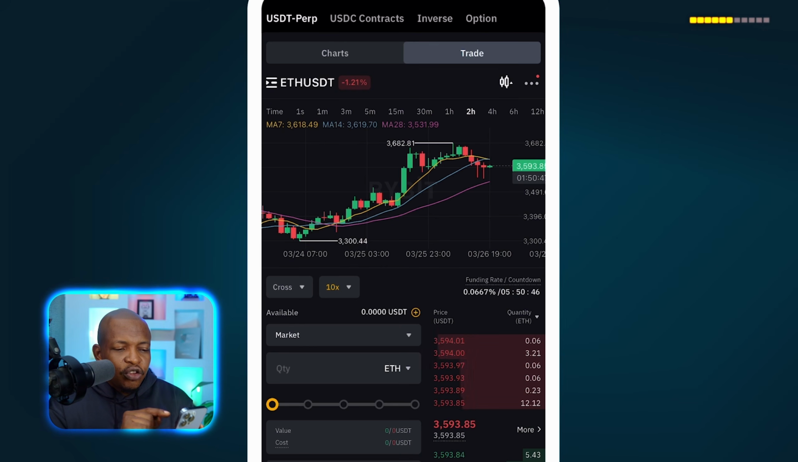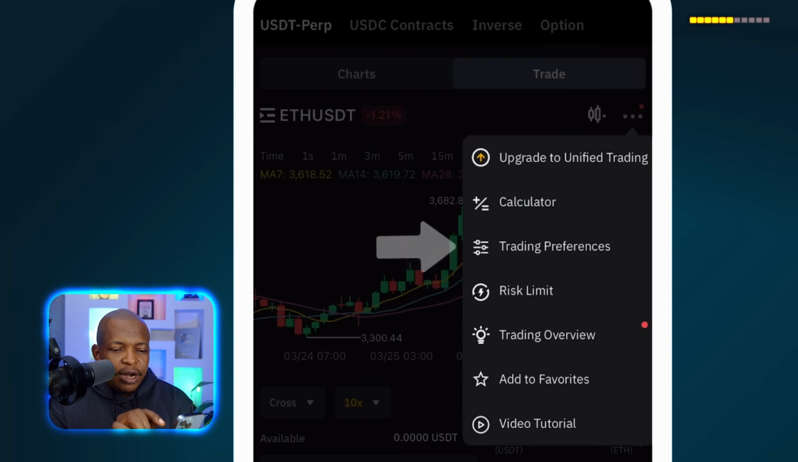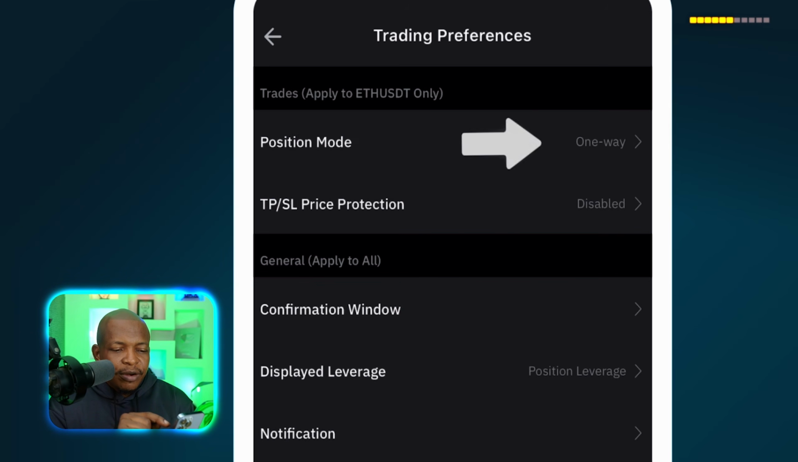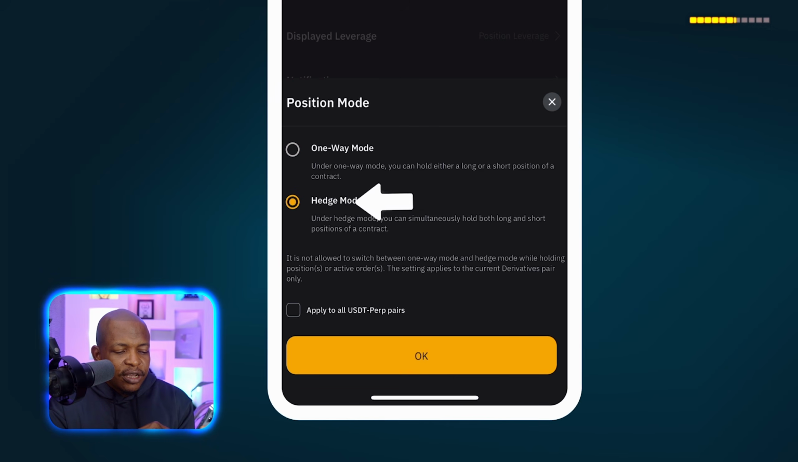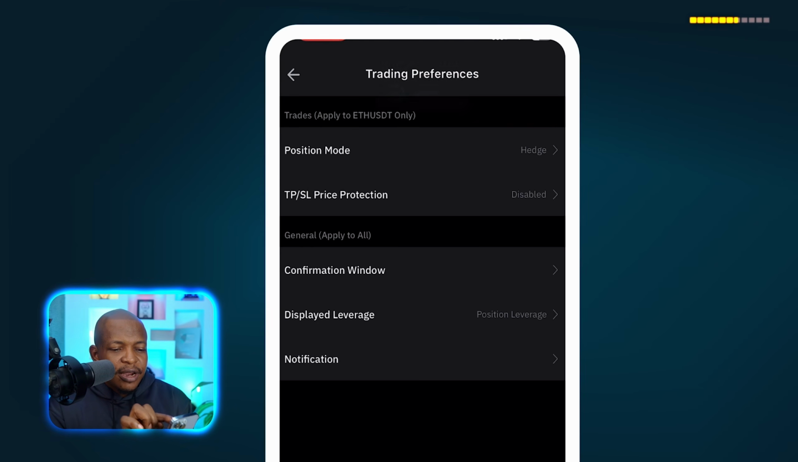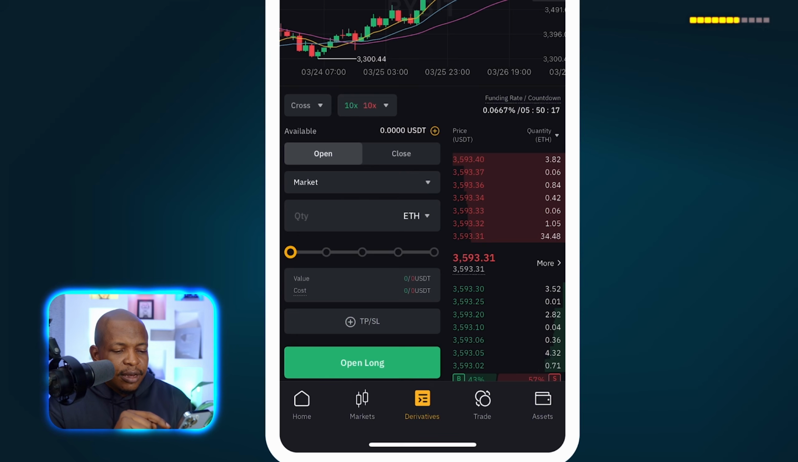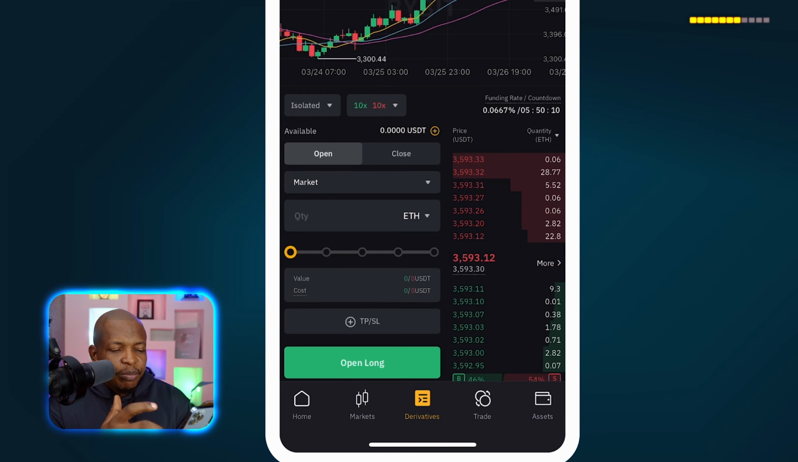Now, what you do is, you see these 3 dots at the top right corner. You click on it and you click on preference. Then you change this one way to hedge and you select apply to all USDT pairs. So all you have to do here is done. Then you have to change this to isolated. Of course, for each trading pair, you might have to adjust for isolated.